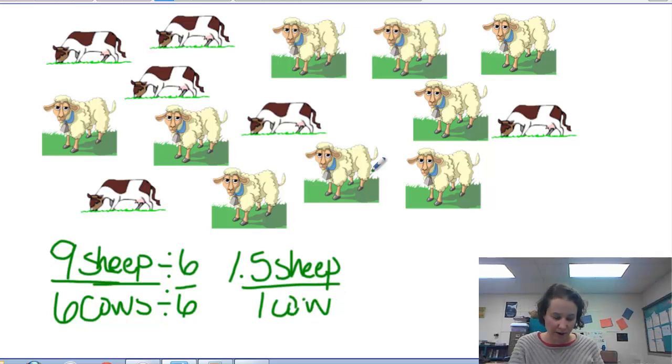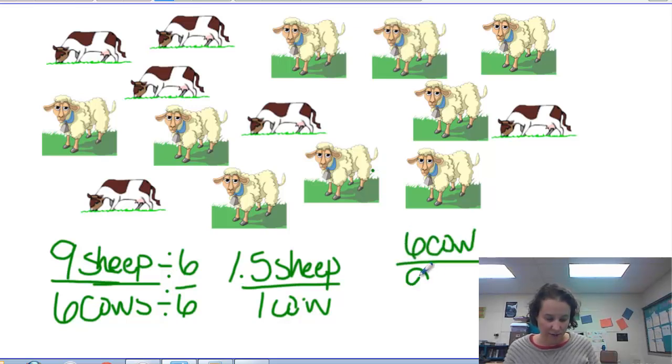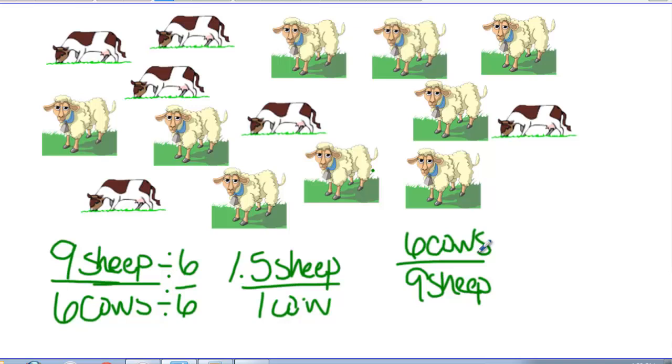I could also write a unit rate comparing the other way. So I know that I have 6 cows to 9 sheep. I could figure out how many cows there are per 1 sheep. Now I know that there are fewer cows than sheep, so I should get a number smaller than 1. So in order to do that, I still want to make this per 1 on the bottom.